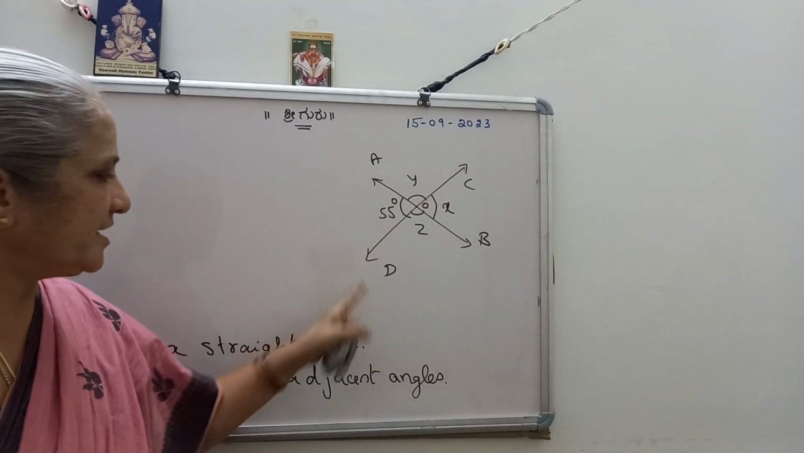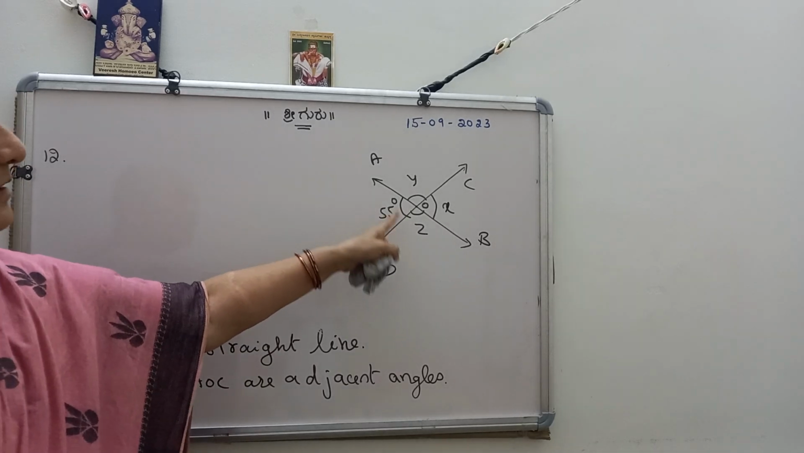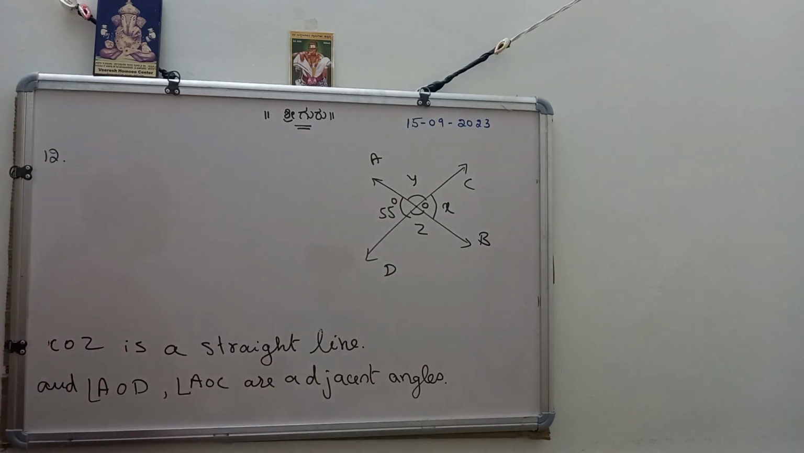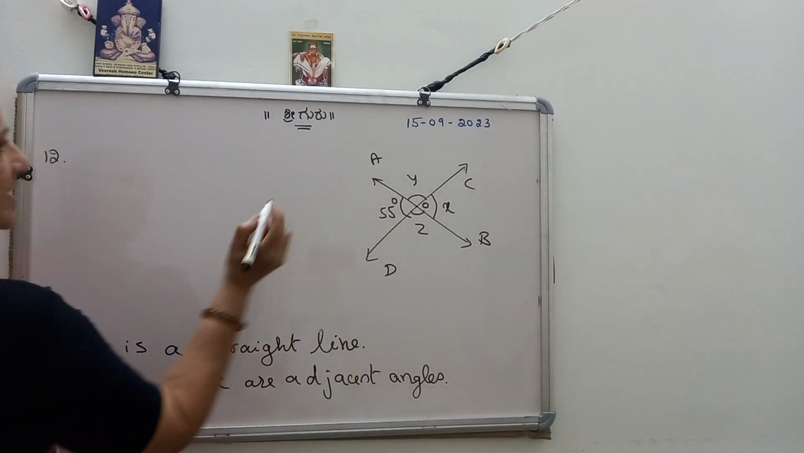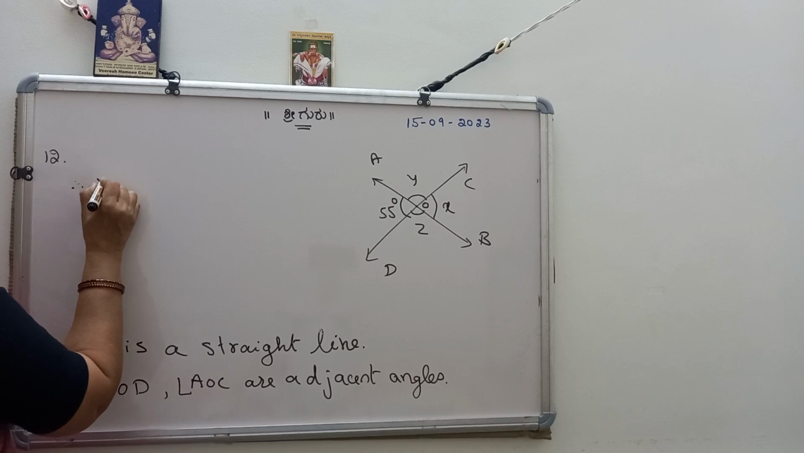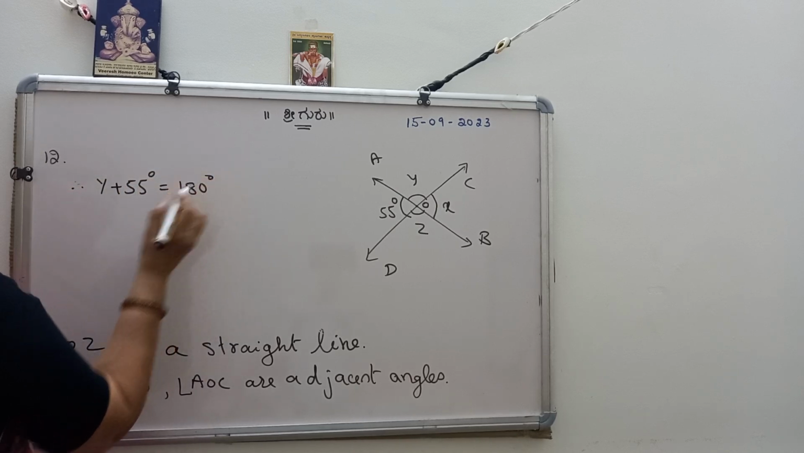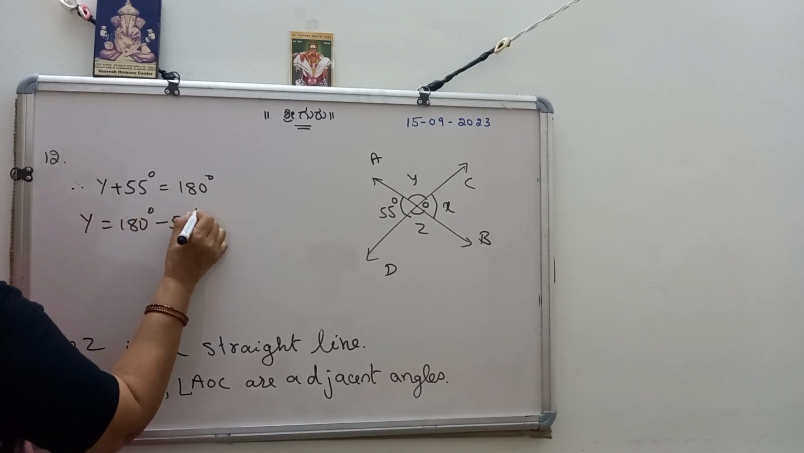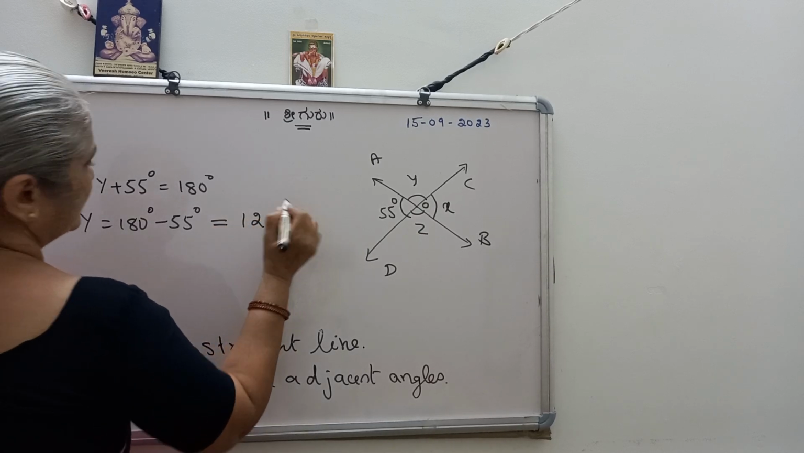Angle COD is a straight angle. AOD and AOC make a linear pair. And because they are adjacent angles, they add up to 180 degrees. Therefore, y plus 55 degrees is equal to 180 degrees. Y is equal to 180 degrees minus 55 degrees. This is equal to 125 degrees.